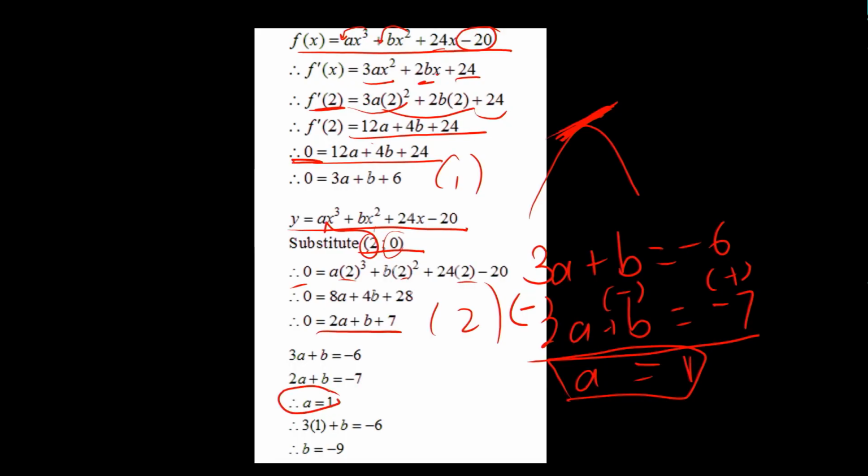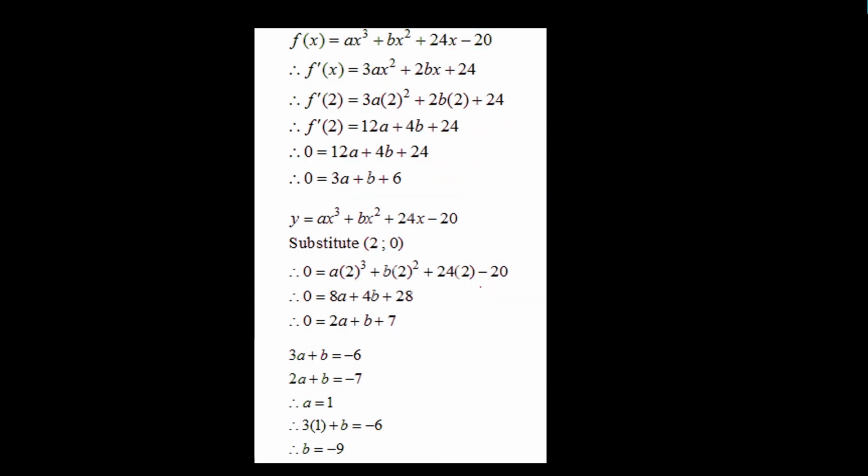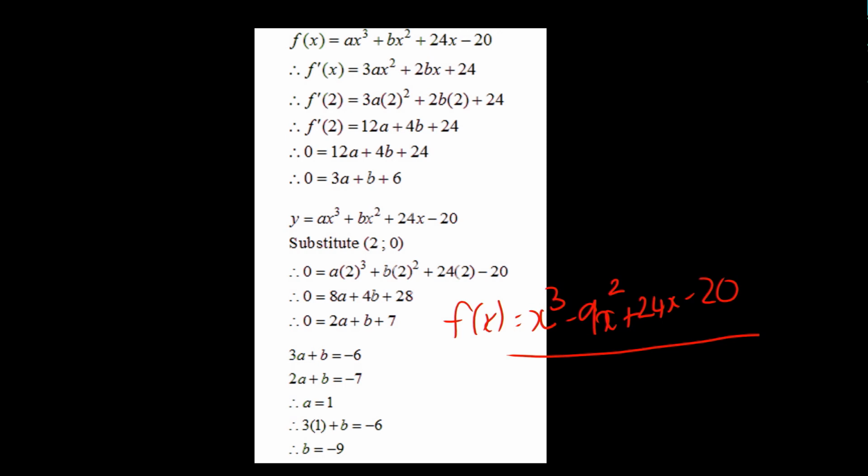Once I've got the value of a, I can substitute into equation 1 or 2 and then solve for b, and we get that b is equal to negative 9. So now our equation looks like this. f of x is equal to x cubed, because a is 1, minus 9x squared plus 24x minus 20. I'm going to run out of space, so let's put this further into the slide. And now that we've got the values of a, b, c, and d, we can answer any question about this calculus graph.